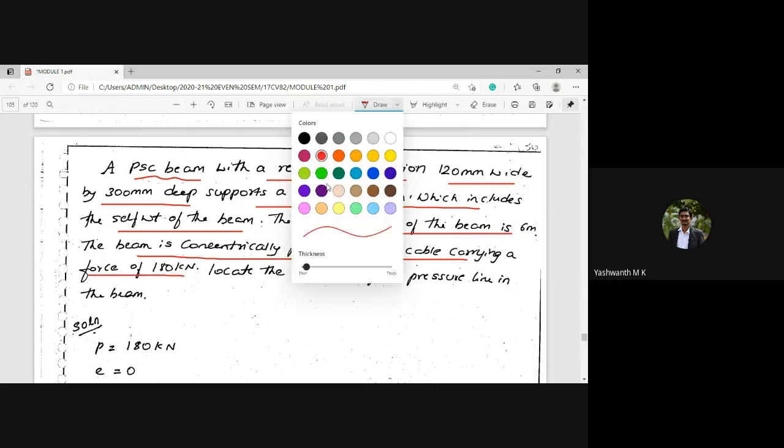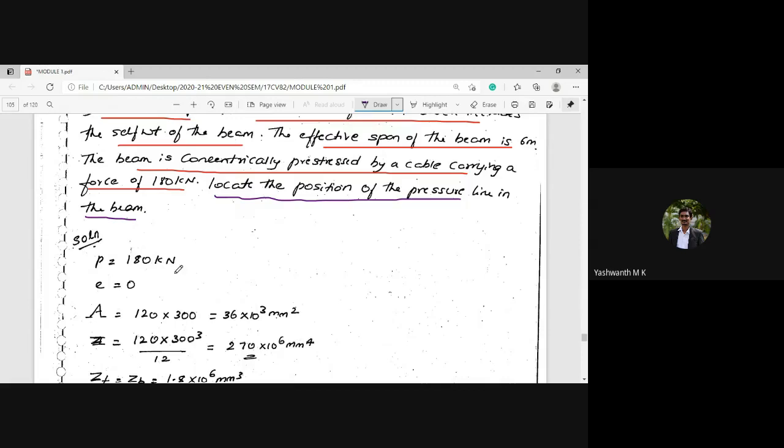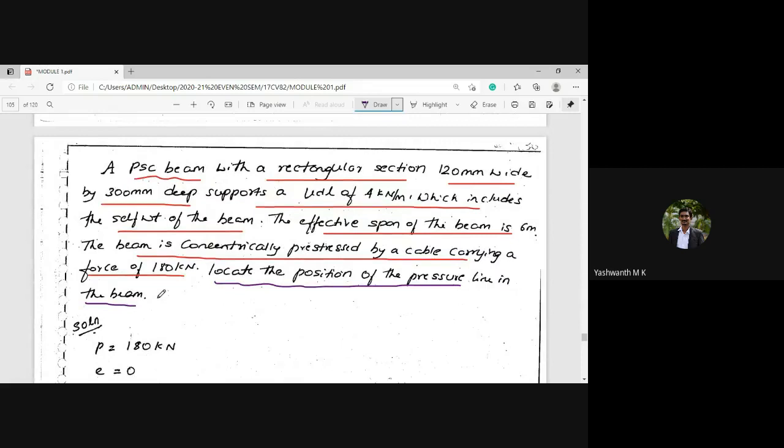For this, the question says locate the position of the pressure line in the beam. For the given beam, you need to calculate E dash, because E has already been given. You need to calculate E dash and A, and then locate those on the PSC beam. So let us go ahead. P is 180 kilonewton, which is given. The eccentricity is 0. Why is it 0? Because it is concentrically pre-stressed.